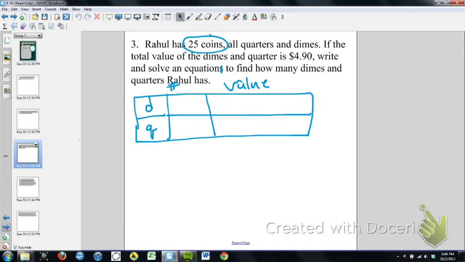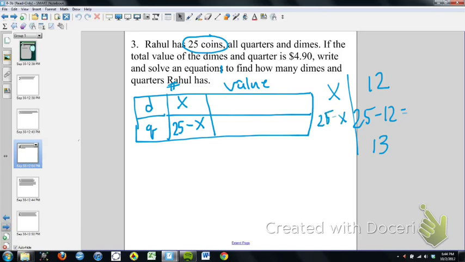So it doesn't matter where you put the X. You could put it on the dimes or you could put it on the quarters. So if I put this on the dimes, then I know that the quarters must be 25 minus X. For instance, if I had 12 dimes, then to get the number of quarters, I would take 25 and subtract 12 from it to get 13 quarters. We don't know the number of dimes, so I would use X, and the expression for the quarters is whatever X is, subtract that from 25, and that gets you the remaining parts.